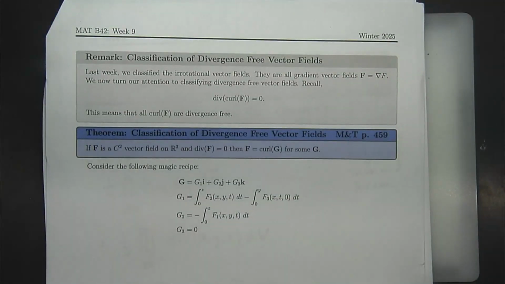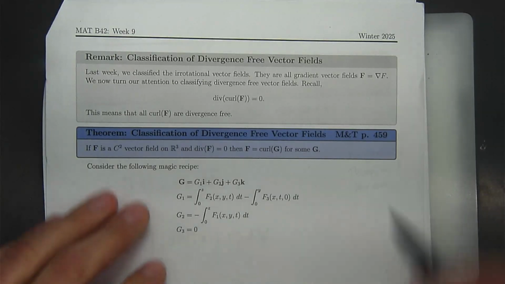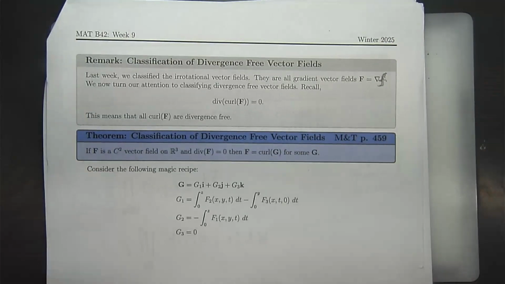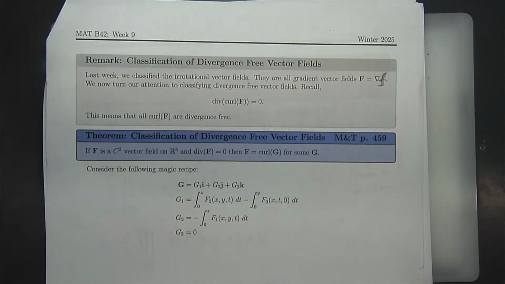Okay. So coming back to the business about divergence-free vector fields, we said, okay, you are divergence-free if you integrate to 0 over all closed surfaces. Nice, lovely theorem. What's F? So last week we did the classification of irrotational vector fields. They're all gradients. Now we turn our attention to the full classification of divergence-free guys.